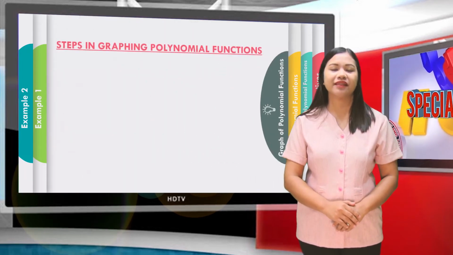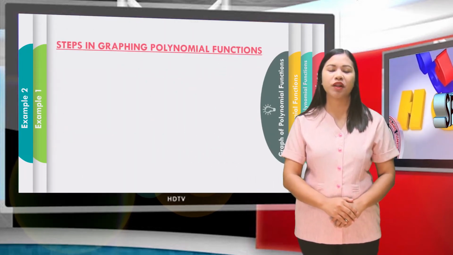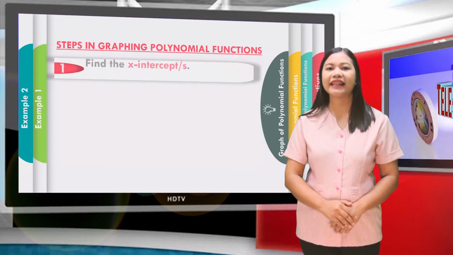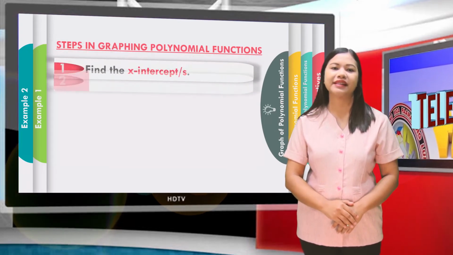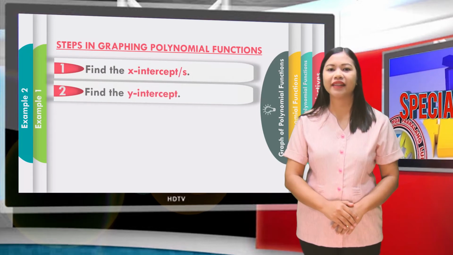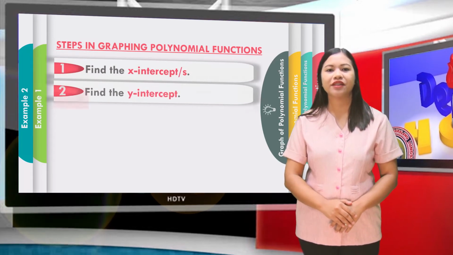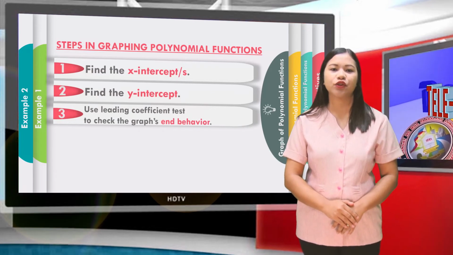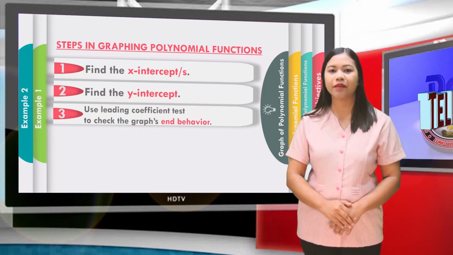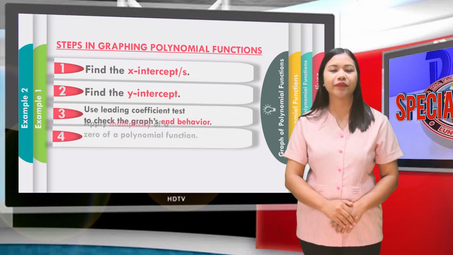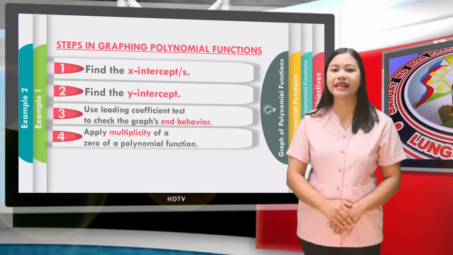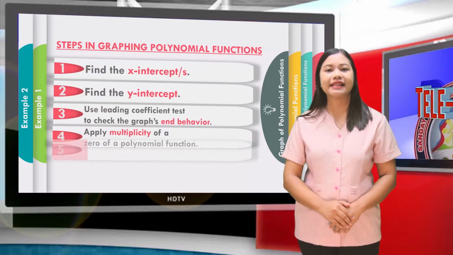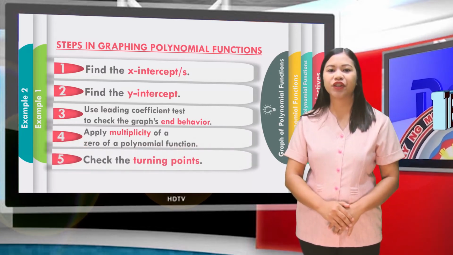Now let us proceed to the steps in graphing polynomial functions. Step 1. Find the x-intercepts. Step 2. Find the y-intercept. Step 3. Use leading coefficient test to check the graphs and behavior. Step 4. Apply multiplicity of a sub 0 of a polynomial function. Step 5. Check the turning points.